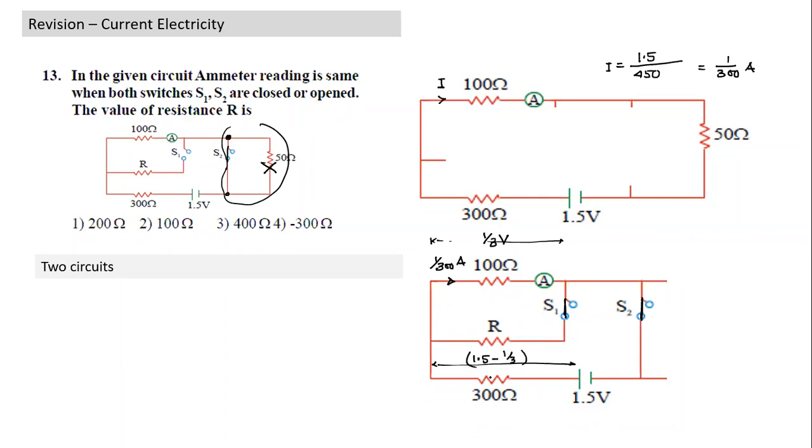So I can calculate this potential difference. Hence, I can calculate this current I also. Once I calculate this current I, minus 1 by 300 becomes the current here in this circuit, I dash. And once I have this current I dash into R is equal to 1 by 3 volts. If I equate, I get the value of R. So this is the way to find this resistance R.